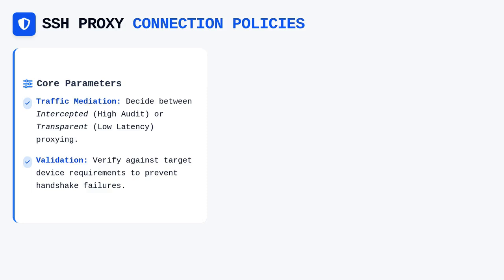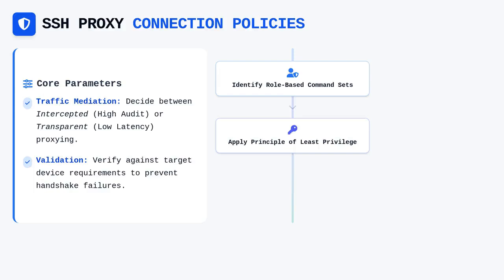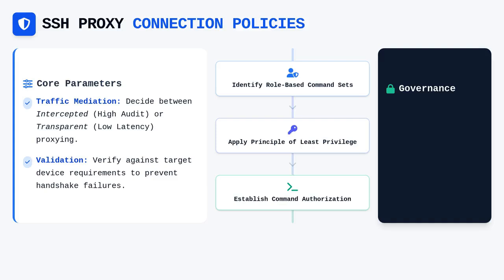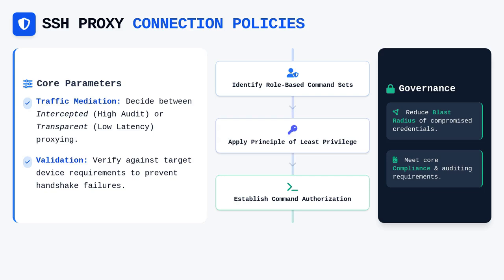You will find that defining these policies allows for the implementation of command authorization, which acts as a gatekeeper for sensitive administrative actions. By establishing a clear separation between authorized and unauthorized commands, you effectively reduce the blast radius should a credential be compromised or a user session be subverted. This mechanism is not merely an optional feature, but a core governance requirement in any mature privileged access management program.